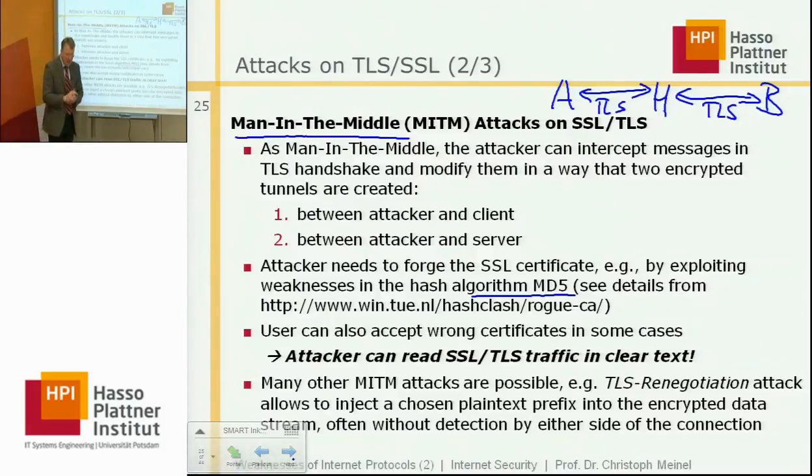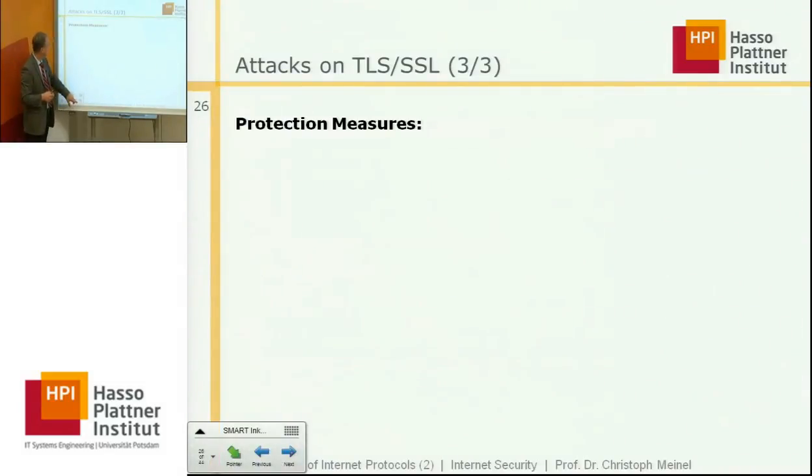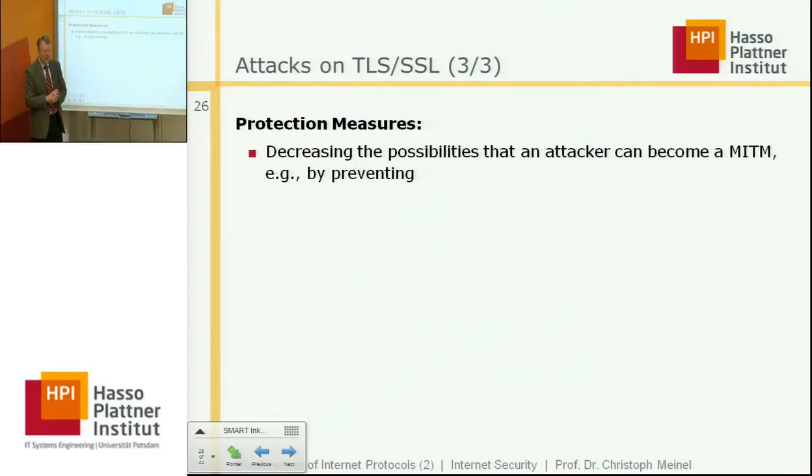There are many other man-in-the-middle attacks possible. For example, the TLS renegotiation attack that allows an injection of chosen plain text prefix into the encrypted data stream. And this can be done often without detection by either the one side or the other side. So what are protection measures against such really dangerous TLS SSL attacks? They are dangerous because both original communication partners trust that they have an encrypted, secured, private connection.